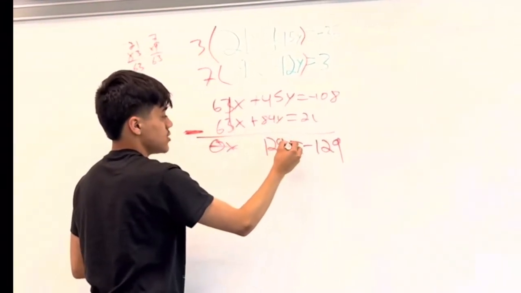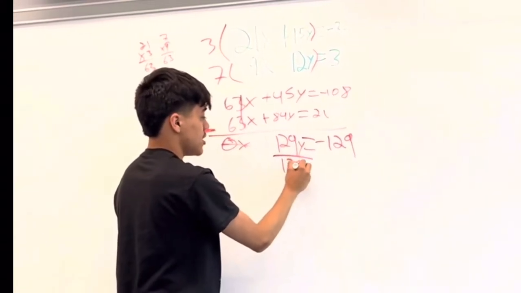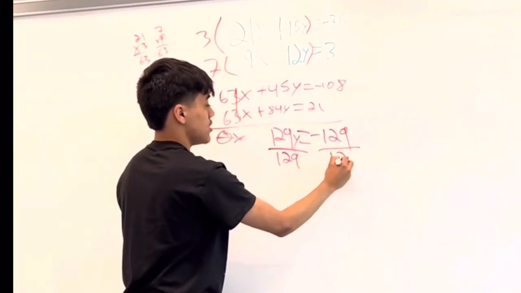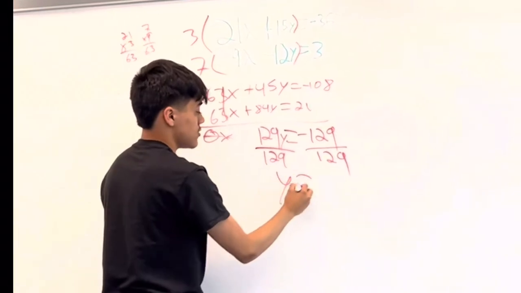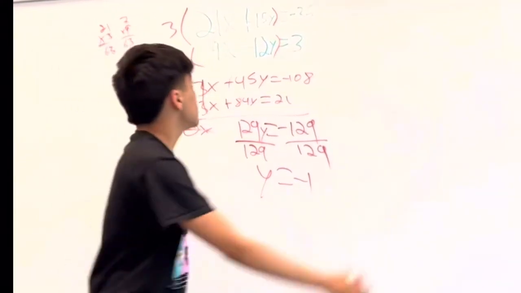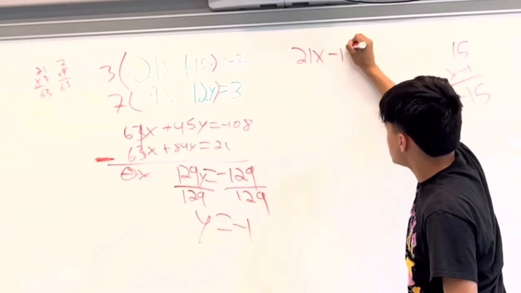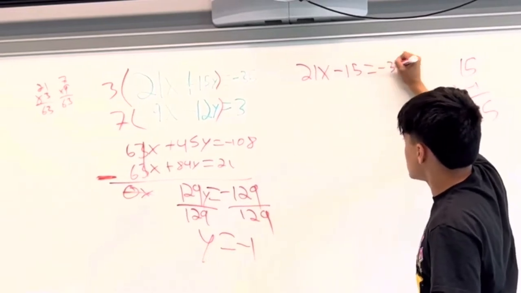And this is a y. To find this, we've got to get y by itself. So we divide by 129, and we divide by 129. That gives us y equals negative 1. And since we got y, we can now plug it into the top equation. So it'll be 21x minus 15 equals negative 36.